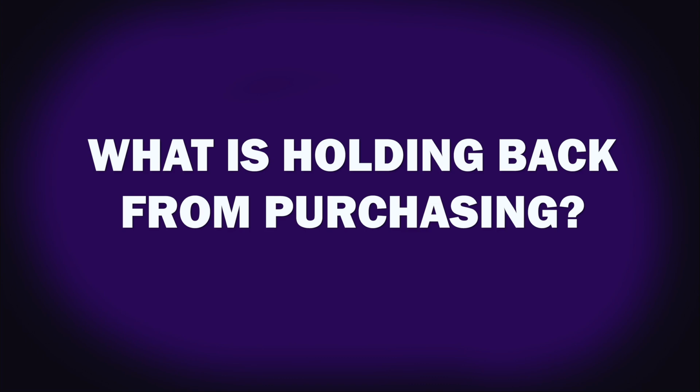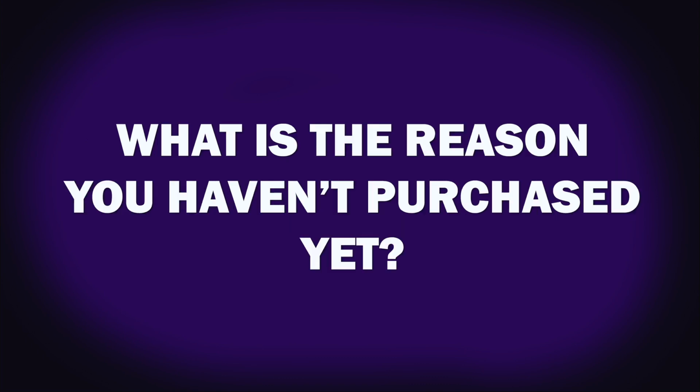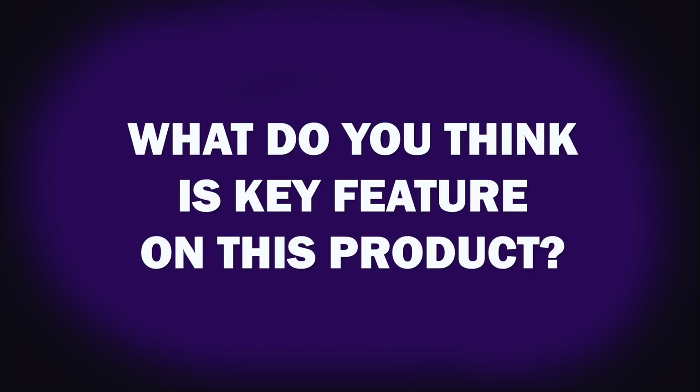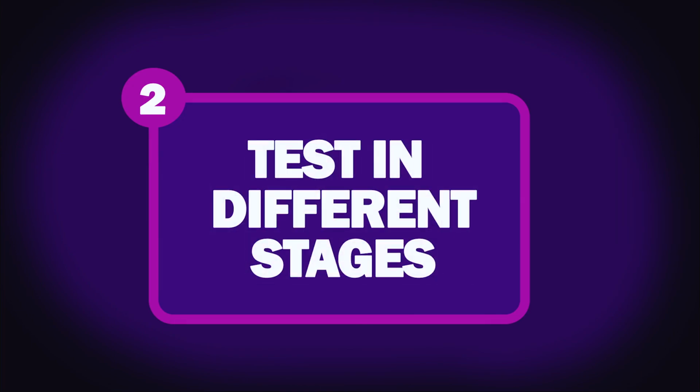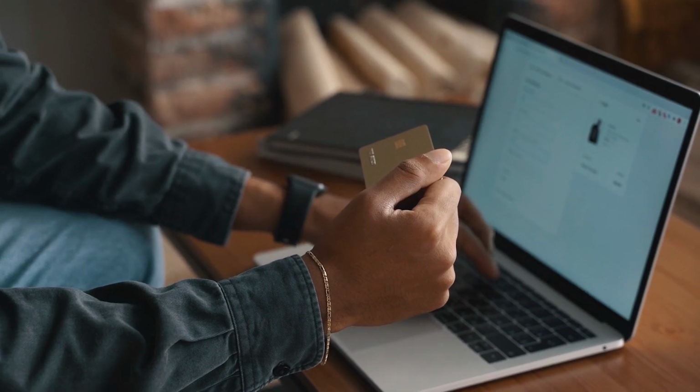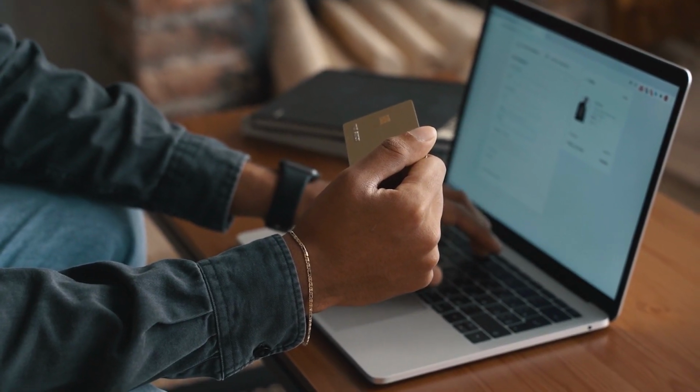Just a very tiny pop-up that could ask them questions like, what is holding you back from purchasing? Or what is the reason you haven't purchased yet? Or what do you think is the key feature on this product? Like small product questions that might give you a good indication of why they're struggling. And of course, you can show it at different stages in the funnel, right? If you're interested in testing the PDP, you would show it there. But if you're interested in checkout or even post-purchase, you can ask them other things.